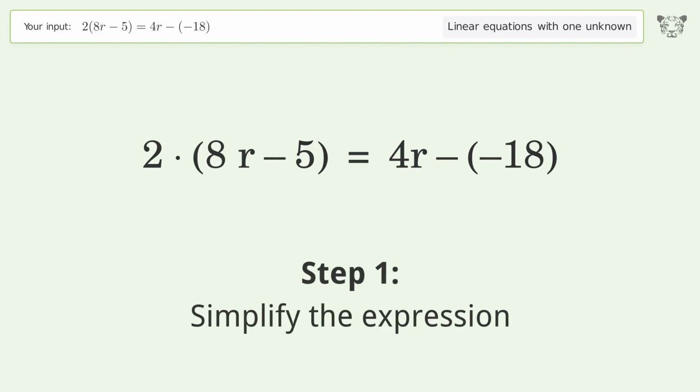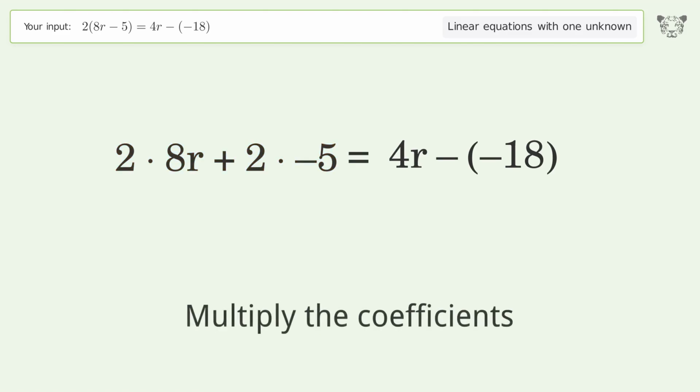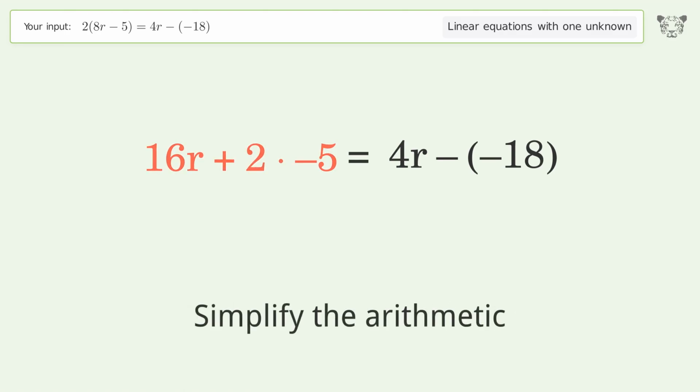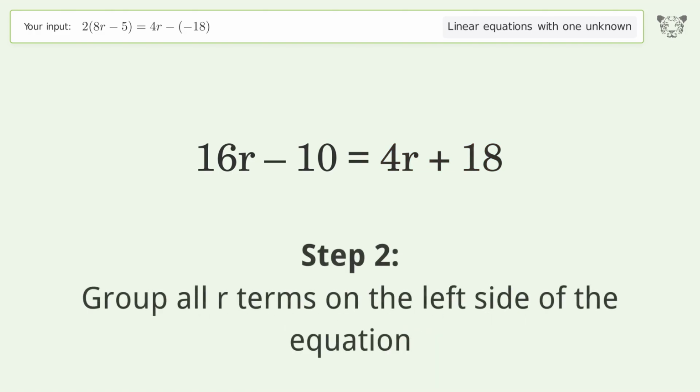Simplify the expression. Expand the parentheses. Multiply the coefficients. Simplify the arithmetic. Resolve the double minus. Group all r terms on the left side of the equation.